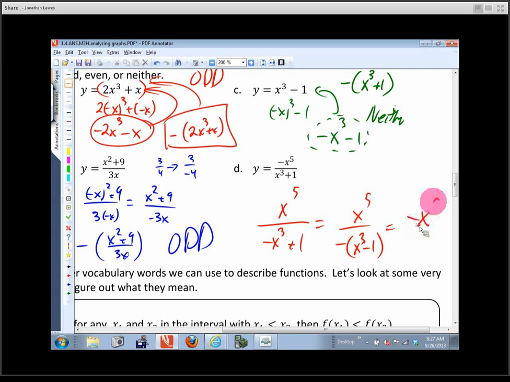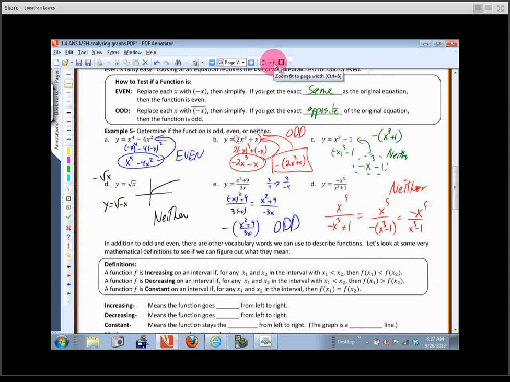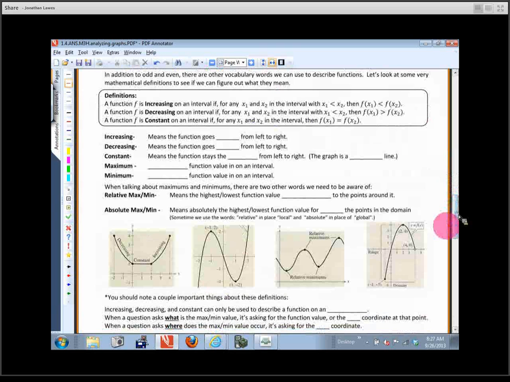Negative x to the 5th, and the bottom would be x cubed minus 1. Okay, so is it the exact same? Nope. Is it the exact opposite? Nope. Okay, so this is neither. Okay, they can get a little bit tricky. Any questions about that? Okay, we're now going to look at just some definitions and some vocabulary.